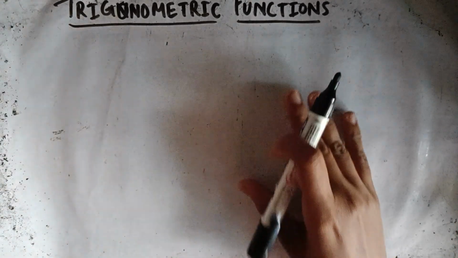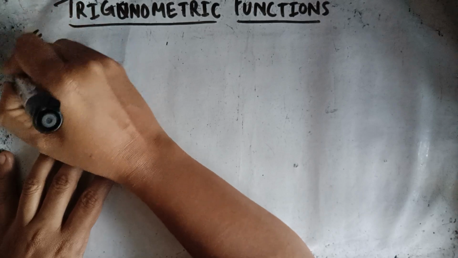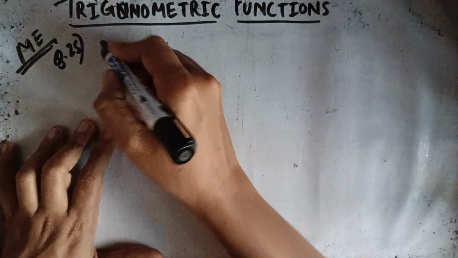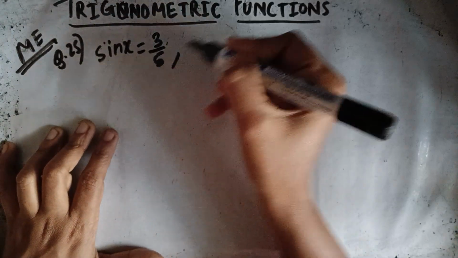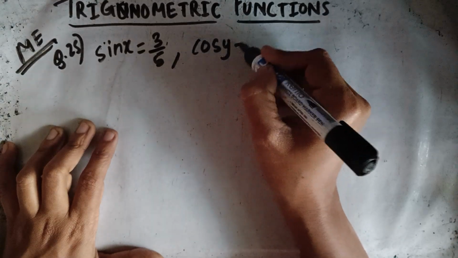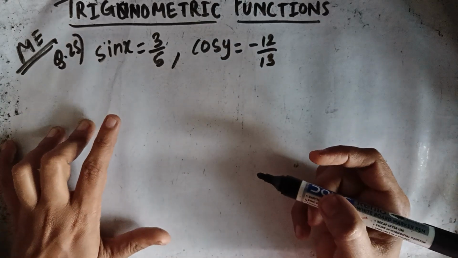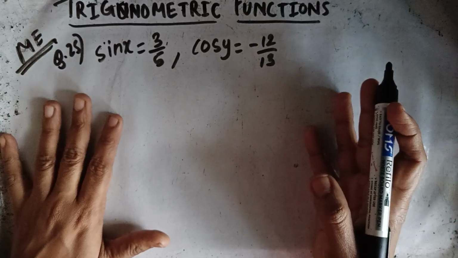Let's solve the miscellaneous examples. So question number 25. It is given sin of x is 3 by 5 and cos of y is minus 12 by 13, where x and y both are in the second quadrant. Find the value of sin of x plus y.